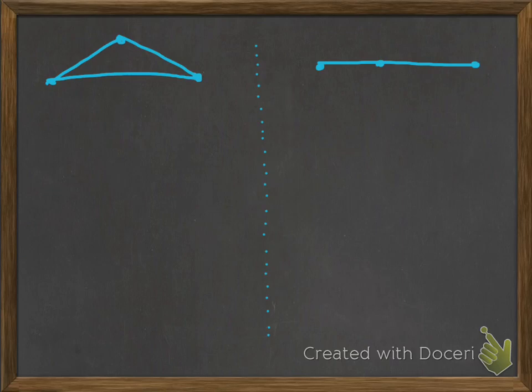So first of all, let's go ahead and label our 3 points. I want you to draw whichever diagram you do not have. You'll either have a triangle or a line. Draw the other one. On the triangle, let's label our points A, B, and C. On the line, let's label our points D, E, and F. It doesn't really matter.